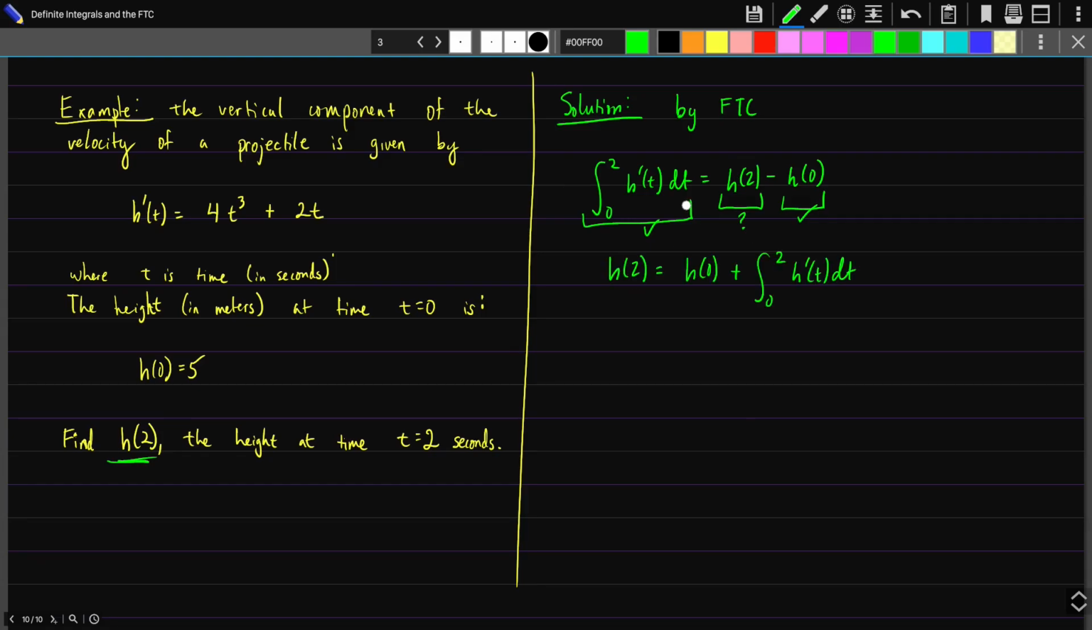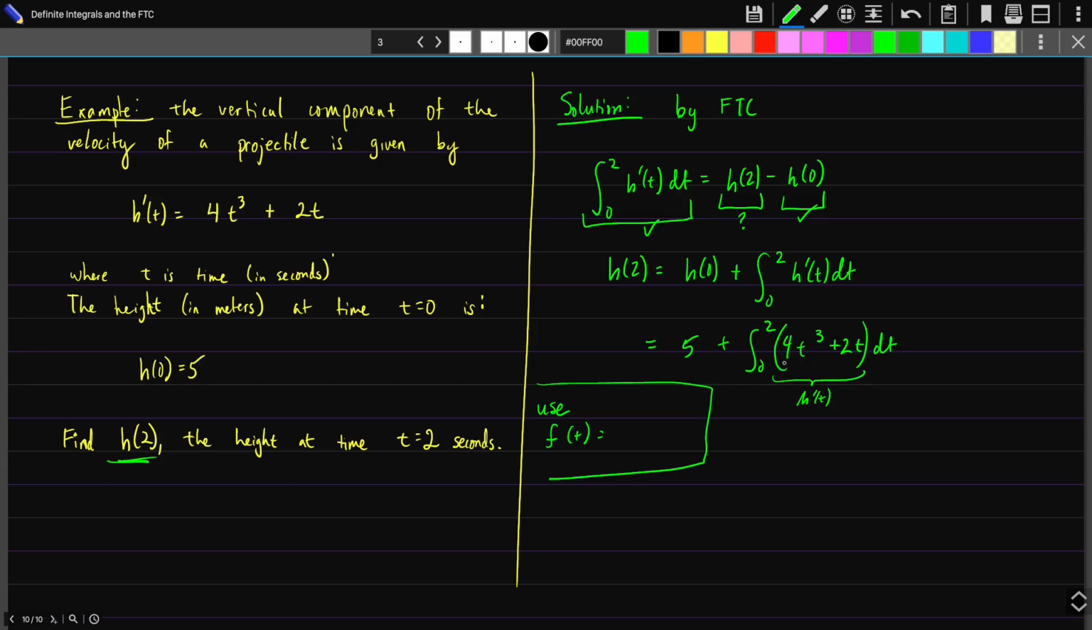So I've rearranged this equation, and it shows me that h of 2 is equal to h of 0 plus the integral from 0 to 2 of h prime of t dt. And the problem actually tells me that h prime is 4t cubed plus 2t. So that's great. I can just plug that straight into my integral. And it also tells me that h of 0 is 5, so I can plug that straight into my equation as well. So I need to find an antiderivative of h prime of t equals 4t cubed plus 2t in order to apply the fundamental theorem of calculus and compute this integral.